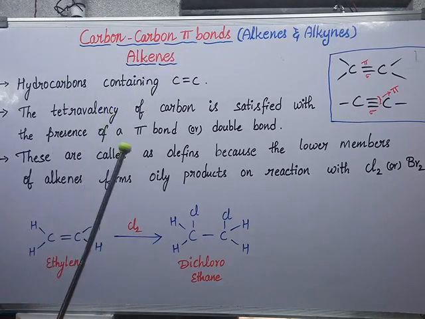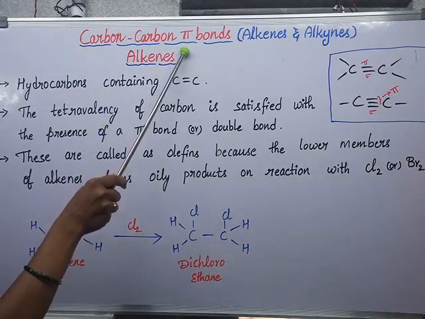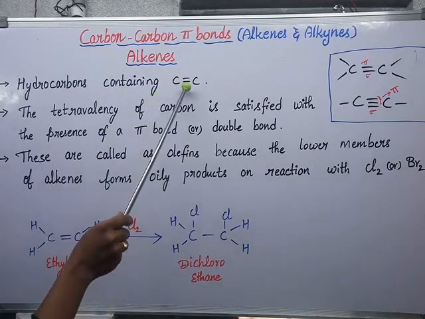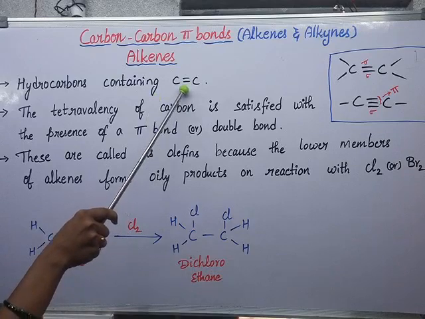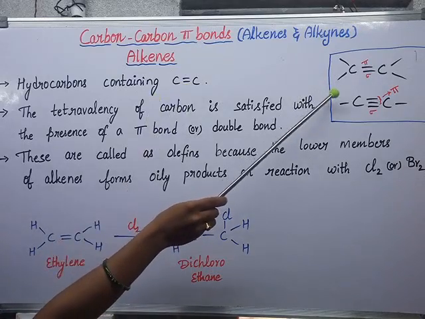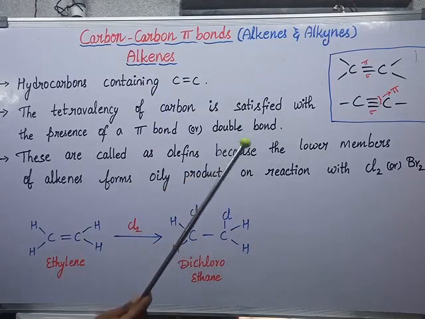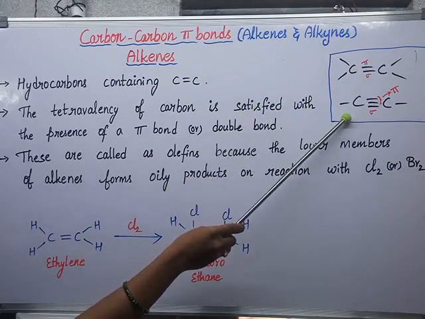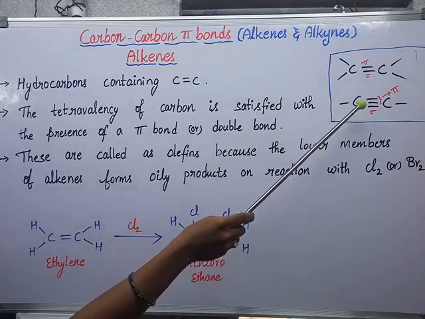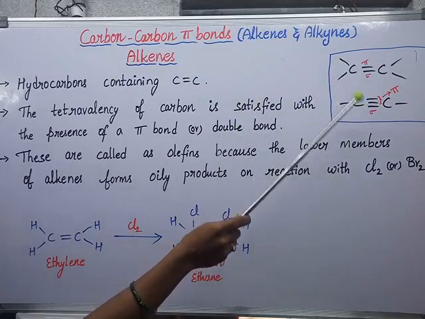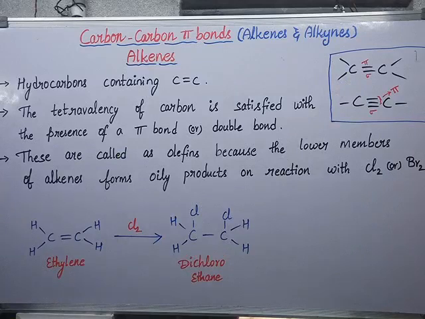A pi bond is formed by the side-wise overlap of orbitals. We know sigma bonds form by the end-on-end overlap of orbitals. Now you can see here in alkenes, one bond is a sigma bond and the other is a pi bond. In alkynes we can see a triple bond. The first bond is a sigma and the next two bonds are pi bonds. Okay, so now let us see more about alkenes today.